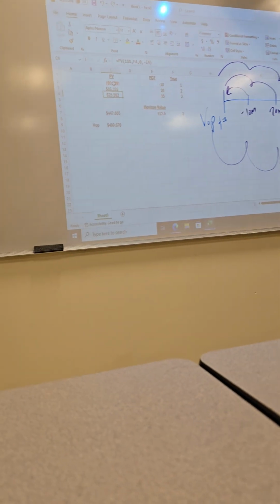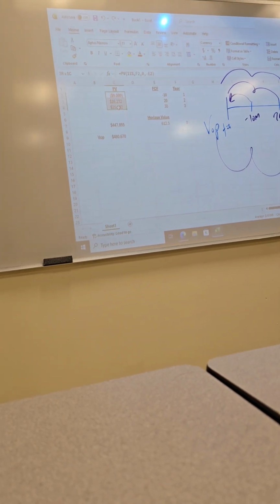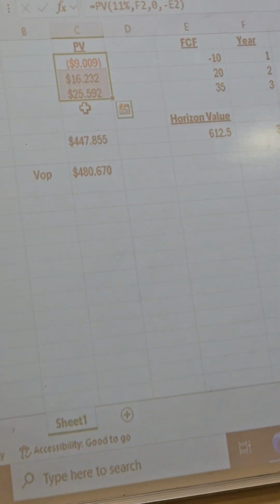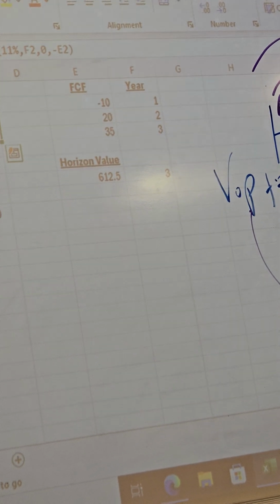With me? So we're finding the present value of each of those free cash flows at the end of year 1, end of year 2, and at the end of year 3, and the full present value of those three cash flows is 32.8 million. Okay?